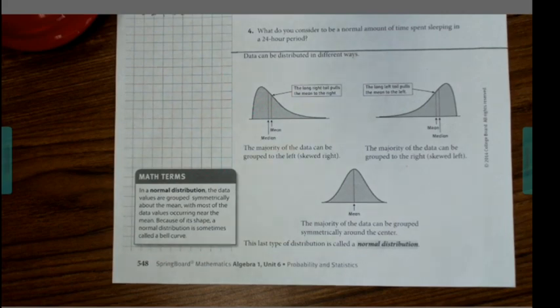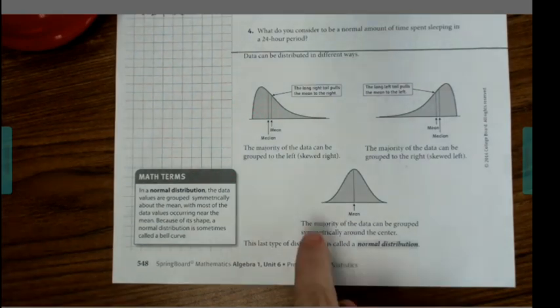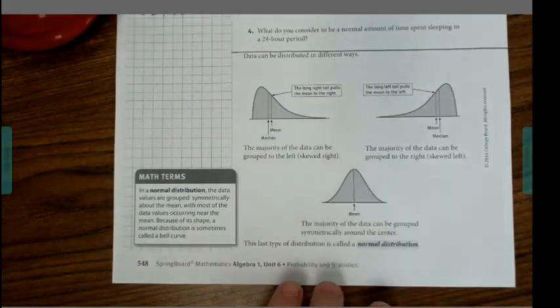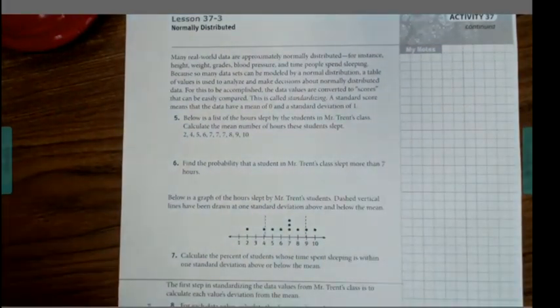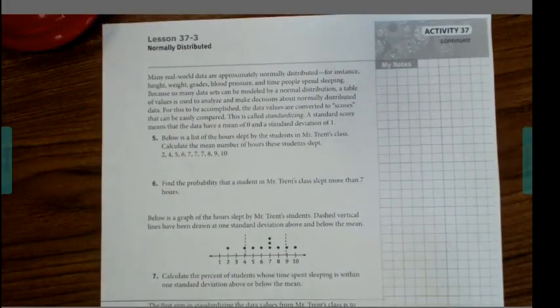It says in a normal distribution, the data values are grouped symmetrically about the mean, with most of the data values occurring near the mean. Because of the shape, a normal distribution is sometimes referred to as a bell curve because it's got this bell-like shape. Keep that in mind as we go to the next page. Here again, I'm going to work 5 through 7 with you, okay?